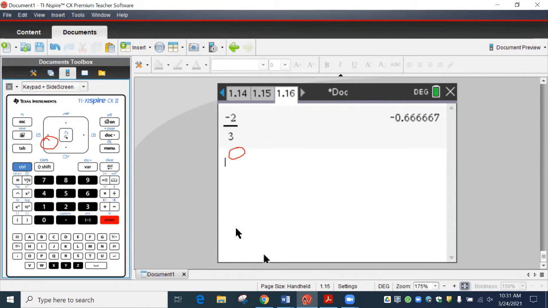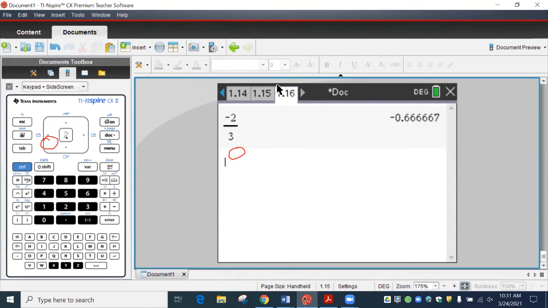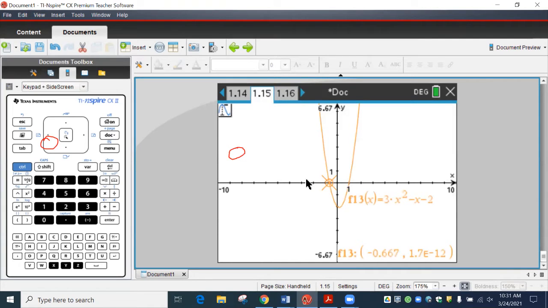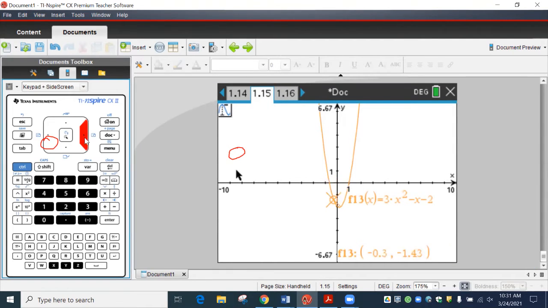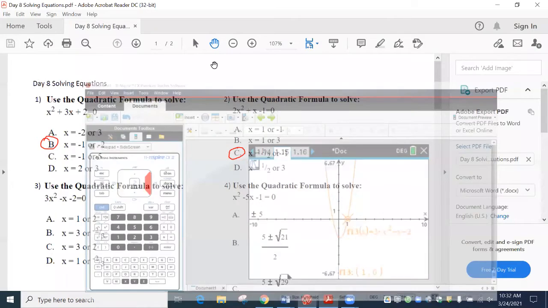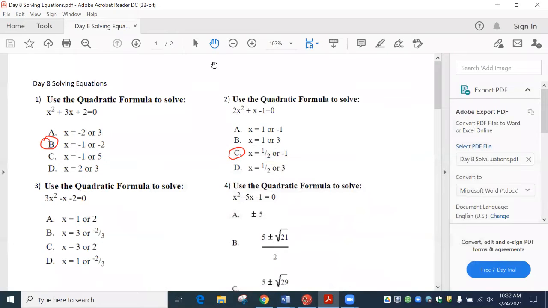All right, so let me go back to right here. Now we're going to go over to the other side and we get a positive 1. So we should have a positive 1 and then the fraction, negative 2/3. So it looks like the answer should be D.